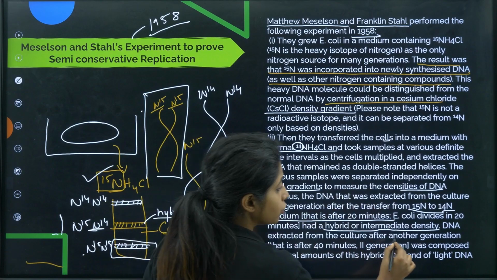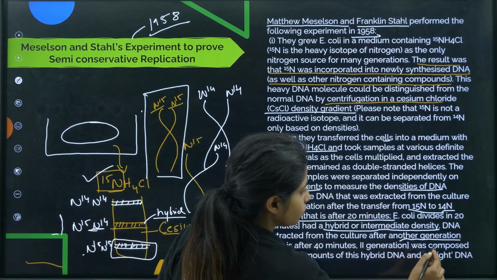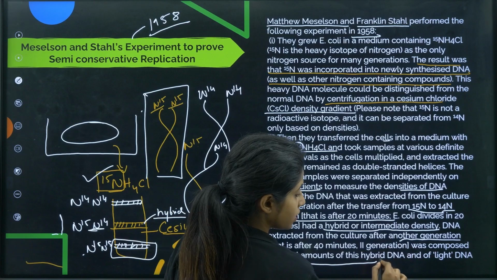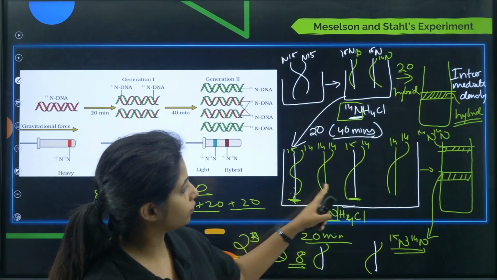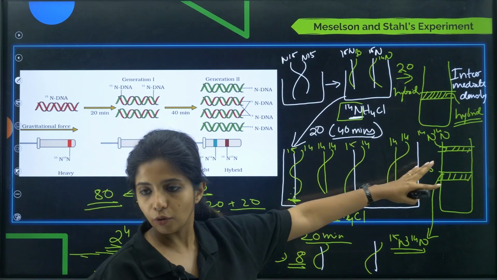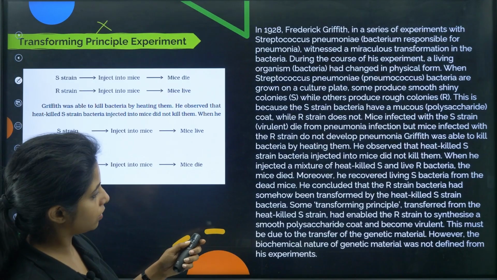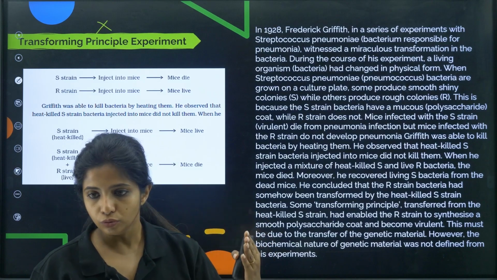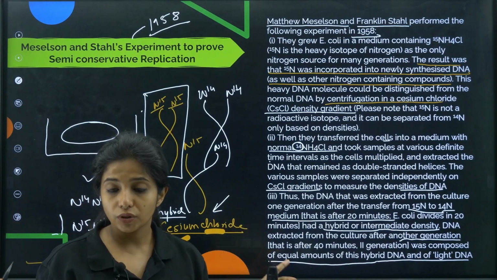DNA extracted from the culture after another generation, that is after 40 minutes, was composed of equal amounts of this hybrid DNA and that of light DNA. So in the next generation you saw that 2 of them were hybrid and 2 of them were normal. So it was equal. Okay, that was the thing that they said. Apart from that, there is nothing that they said, and they asked you to find it. Okay, they asked you to find it after 80 minutes also. That is also given in your NCERT.